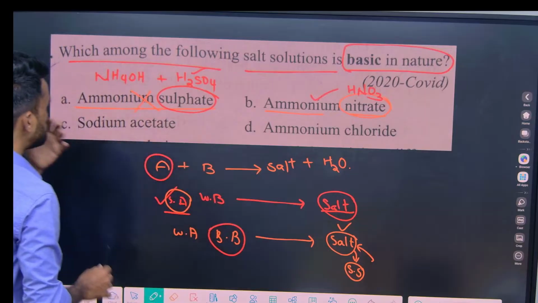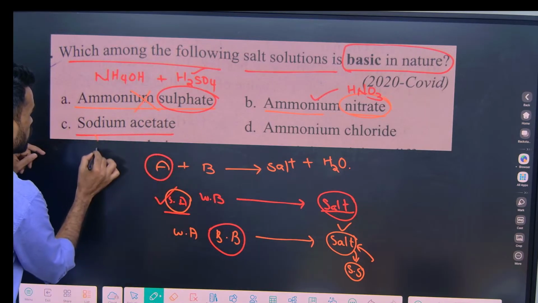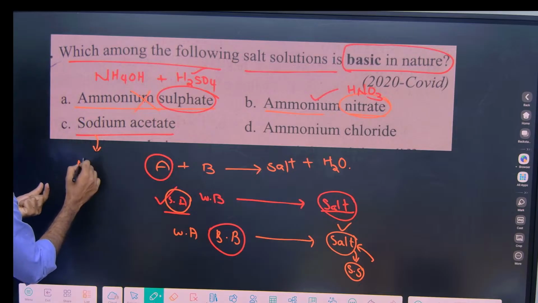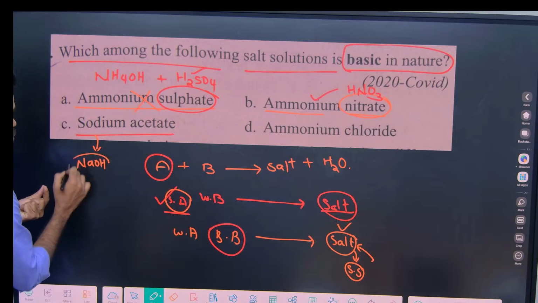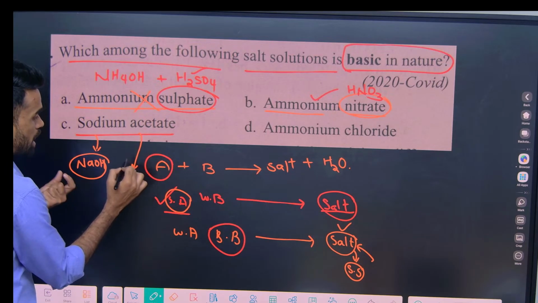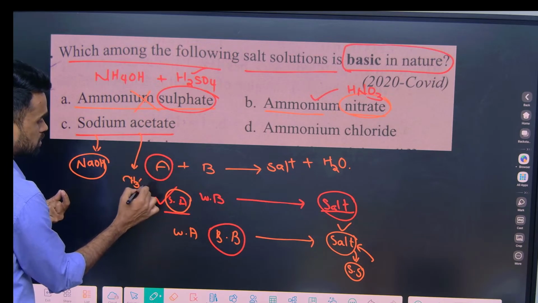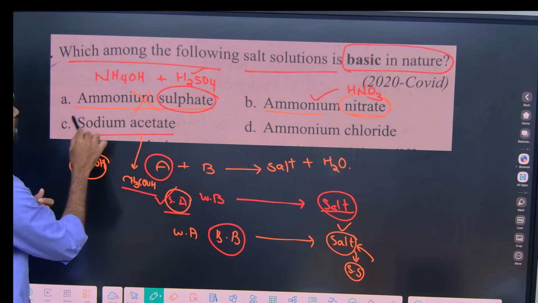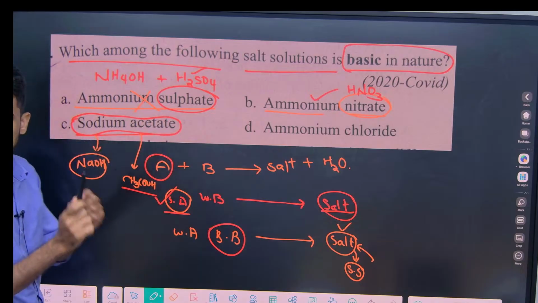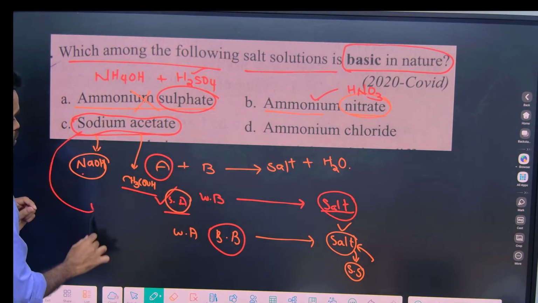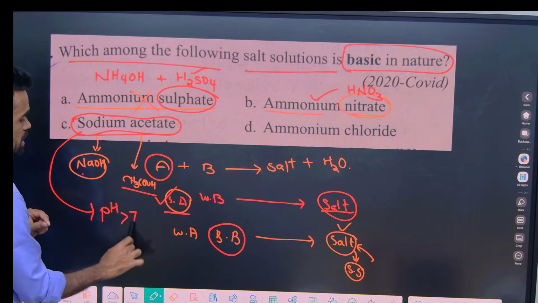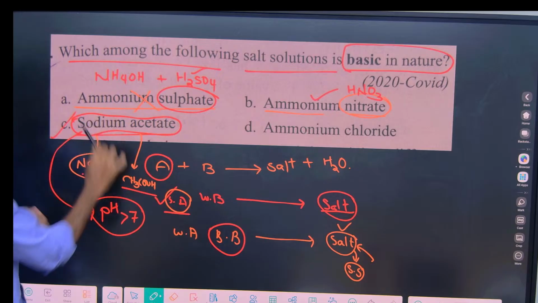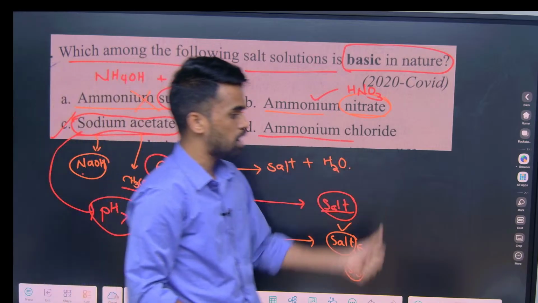Now tell me this one. Sodium acetate. Sodium comes from, see, always the cation comes from the base. So sodium means, let us say sodium hydroxide, NaOH. It's a strong base. Acetate, the anion, comes from acid. Acetate means acetic acid. So weak acid, strong base. So the resultant salt solution will be basic, and the pH of the salt solution will be greater than 7 at 25 degrees Celsius. So what is our perfect answer for this? C. Okay, now tell me what will be the scenario in option D?